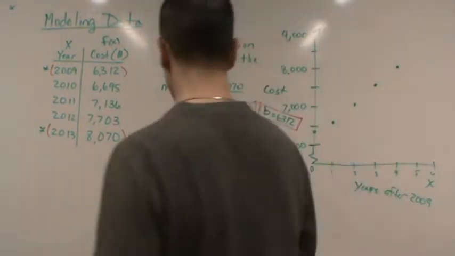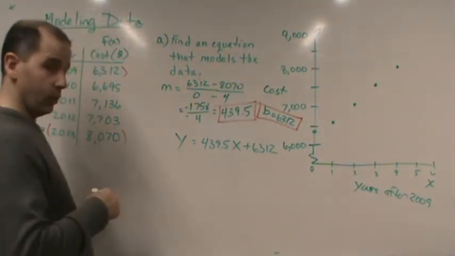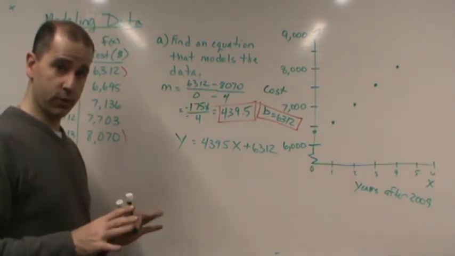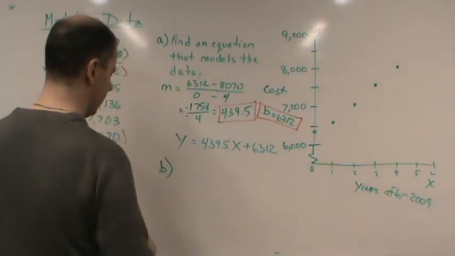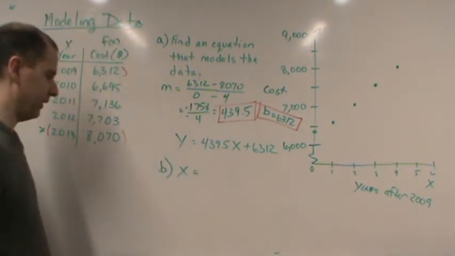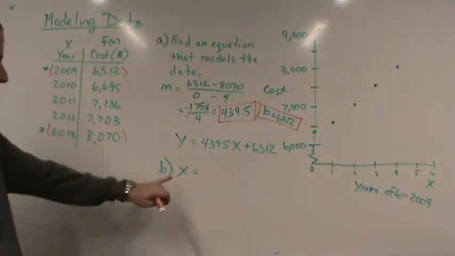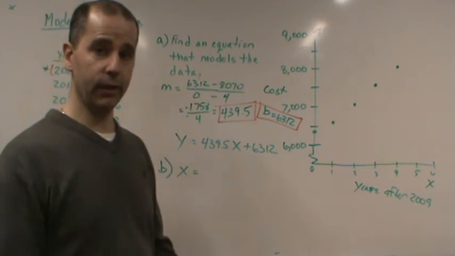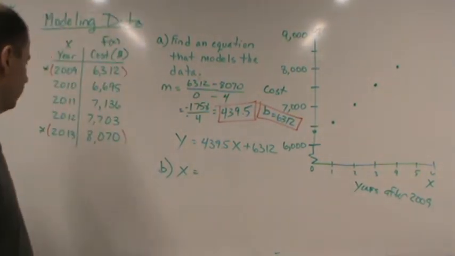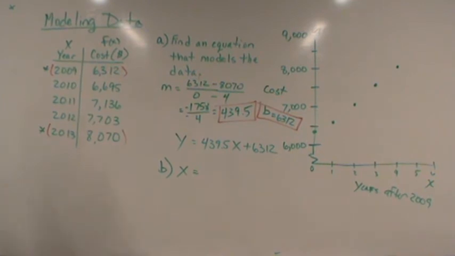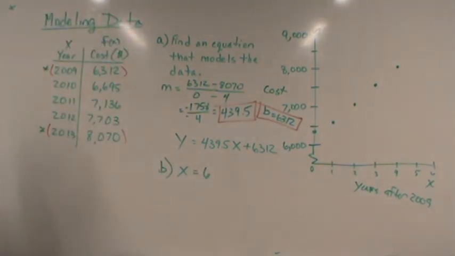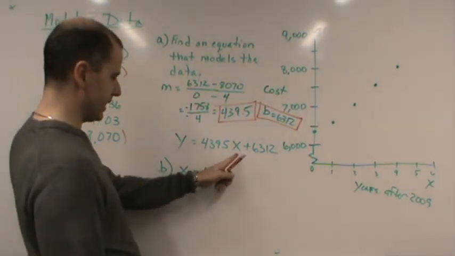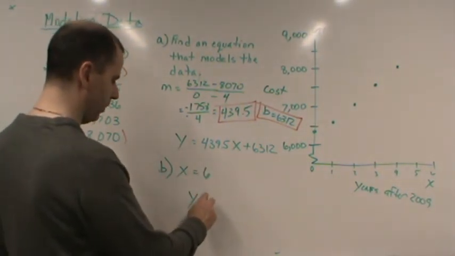Now we want to use that model to predict what the tuition and fees are going to be for a student in 2015. Part B is to let x be equal to 2015's value. If the year is 2015, what is x going to be? Remember, x is the number of years after 2009. So how many years after 2009 is 2015? It's 6 years. So x equals 6. Now all we're going to do is plug 6 into our model and see what we get for y.